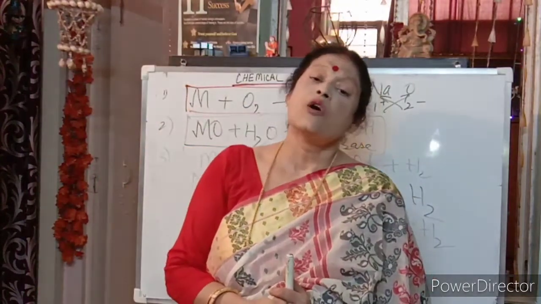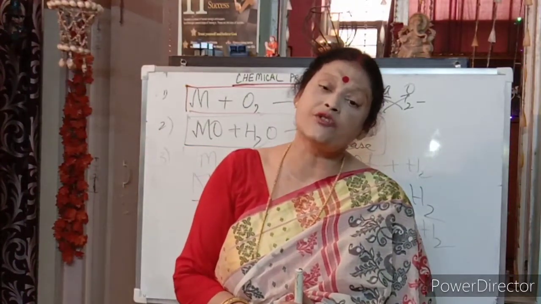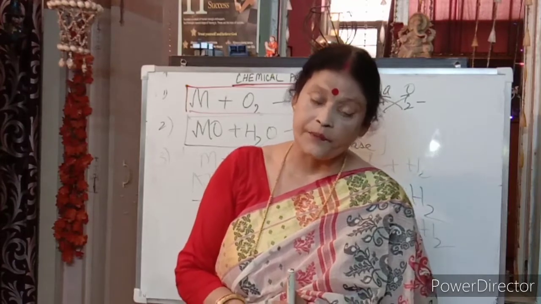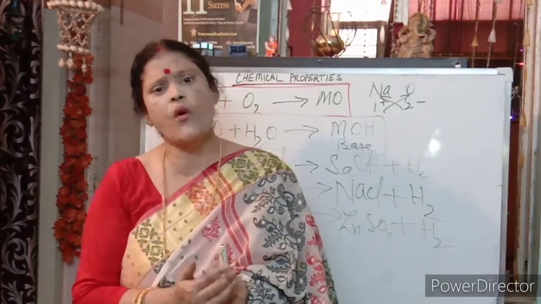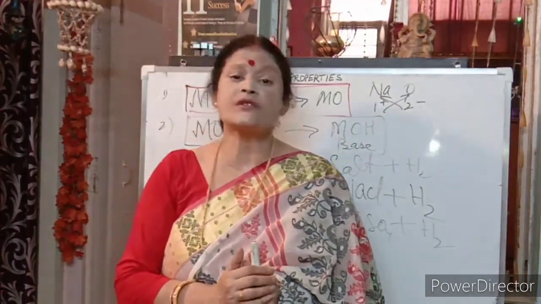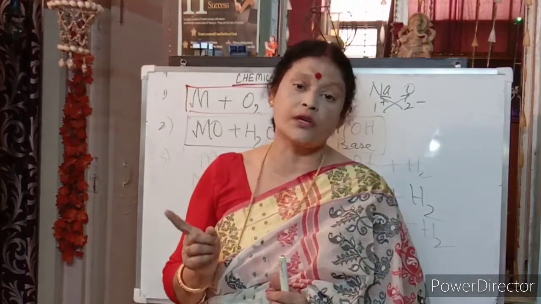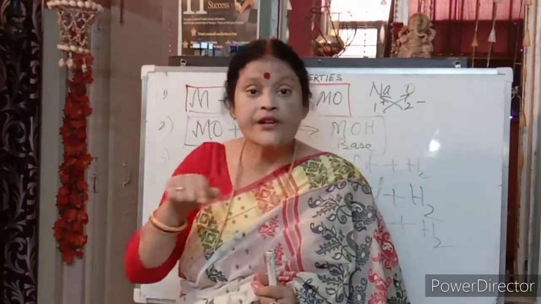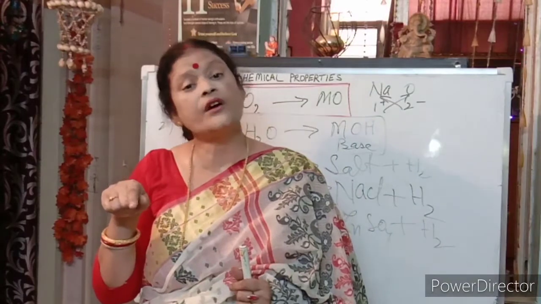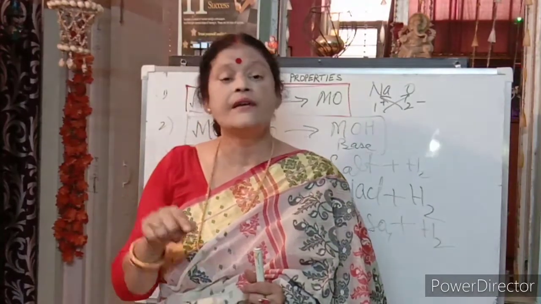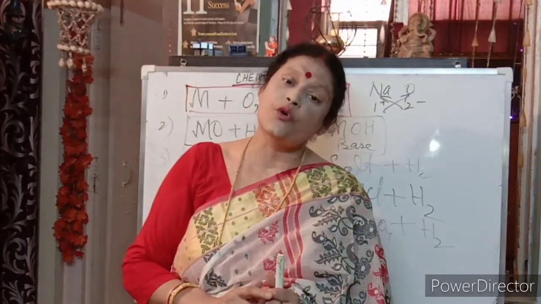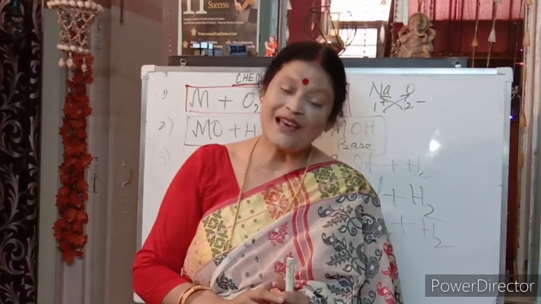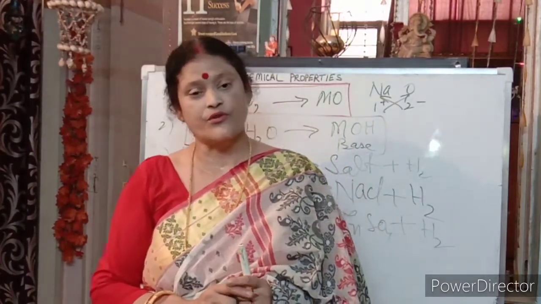Question is, why do metals not evolve hydrogen with HNO3? Because HNO3 is a strong oxidizing agent, it oxidizes hydrogen to form water and itself reduces to any one of the oxides of nitrogen, that is NO, N2O or NO2. Again, this is a very important question.